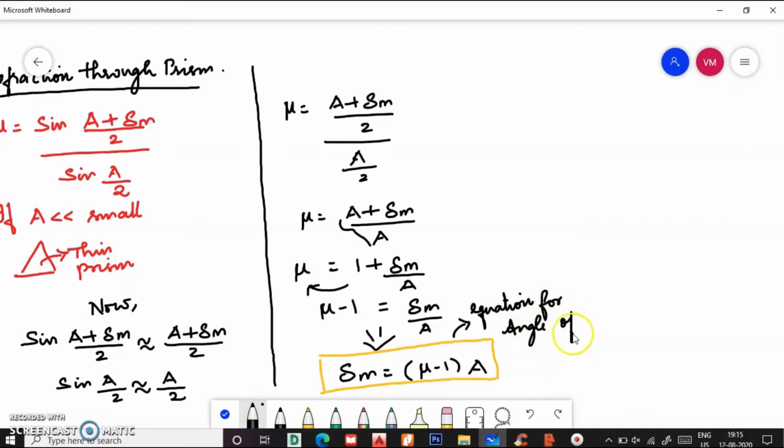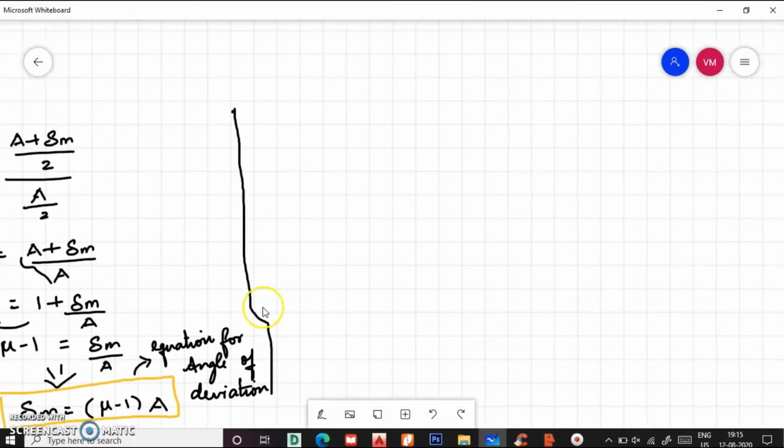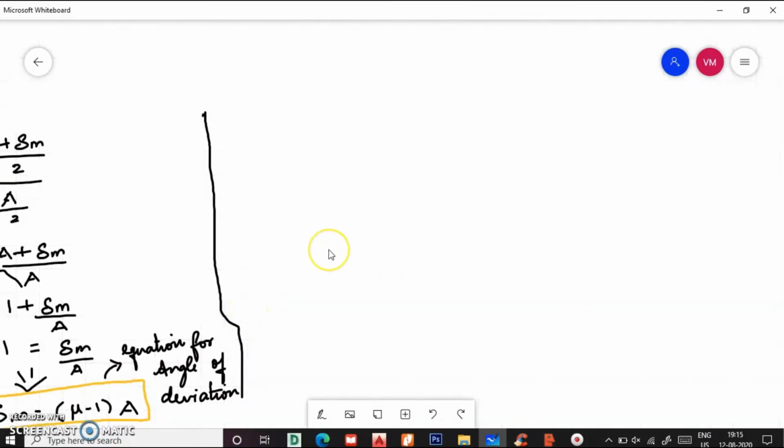So if the values of refractive index and angle of the prism are known, you can easily calculate the angle of deviation. So the next terminology we are going to see is angular dispersion.